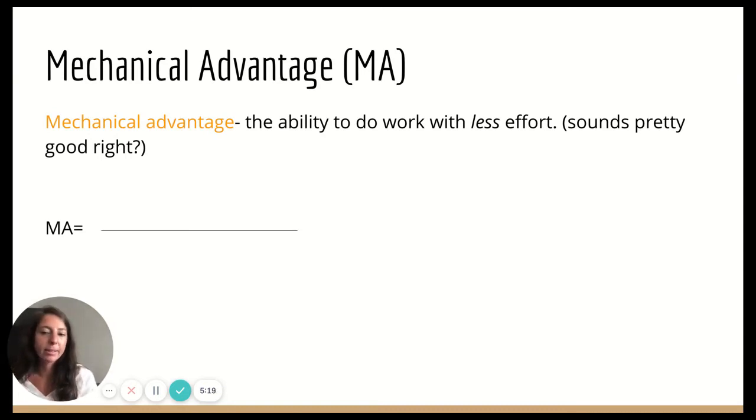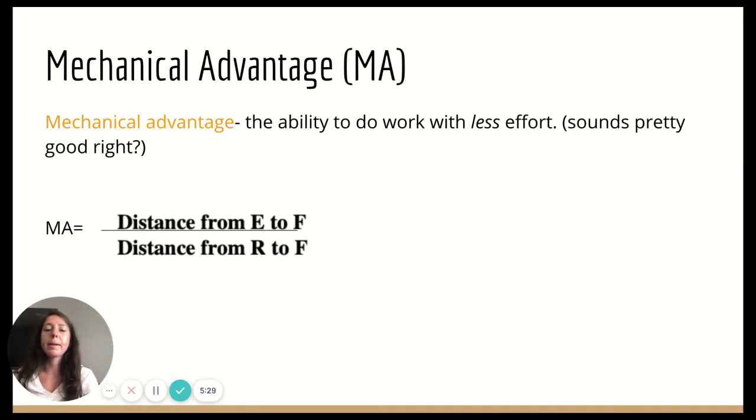Sounds pretty nice, right? Like you could do all your homework with less effort, mechanical advantage, if you had the right tools. So mechanical advantage we can find by using this formula. It's the distance from E to F over the distance from R to F, or divided by. So sometimes people forget that it's the distance between, right? So if we have E and we have F, we have to find like what's in the middle. We have to subtract them, and we use that positive number. So effort to fulcrum over the distance from resistance to fulcrum.